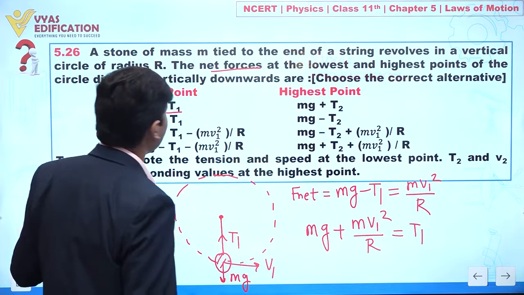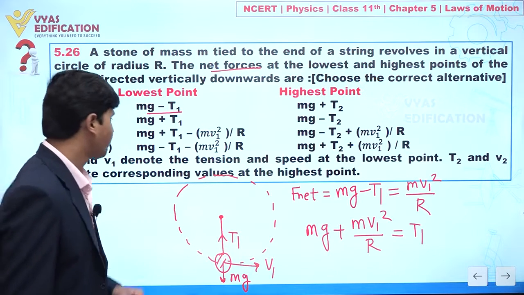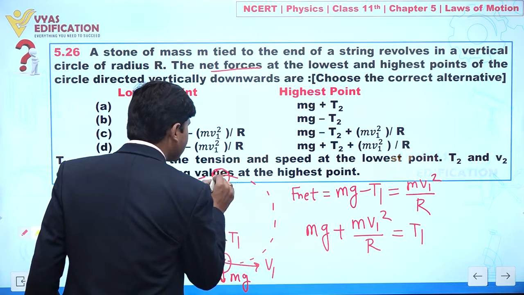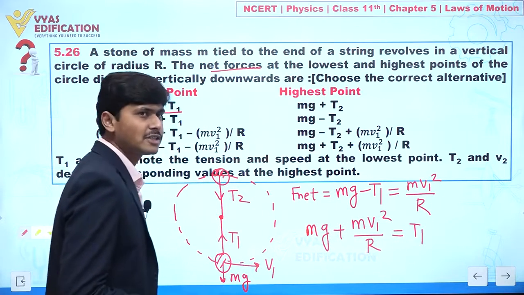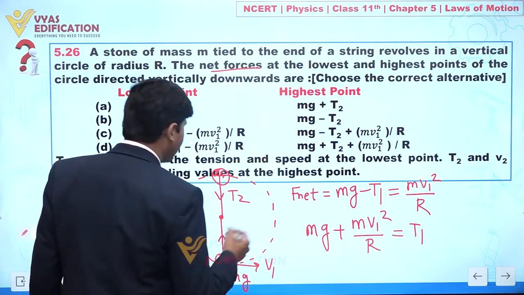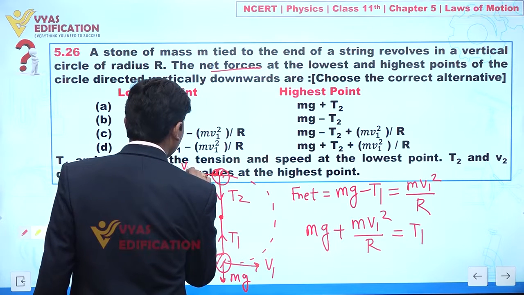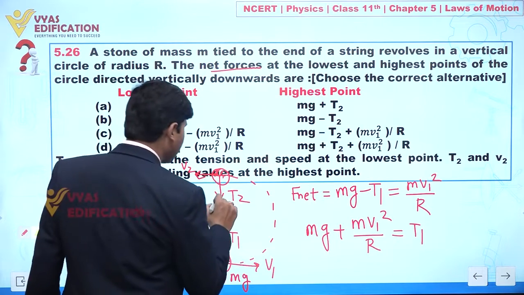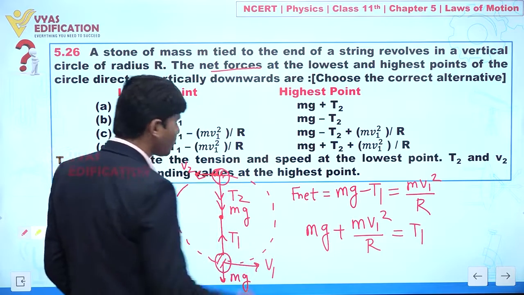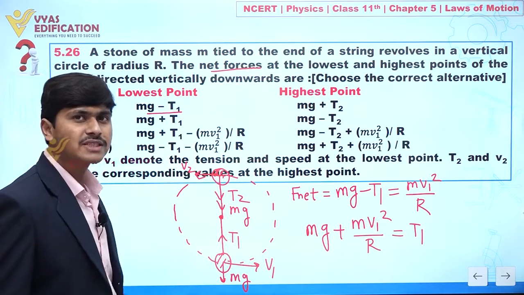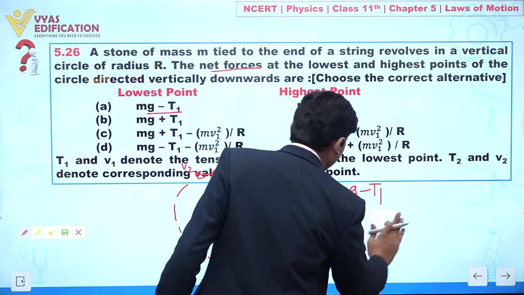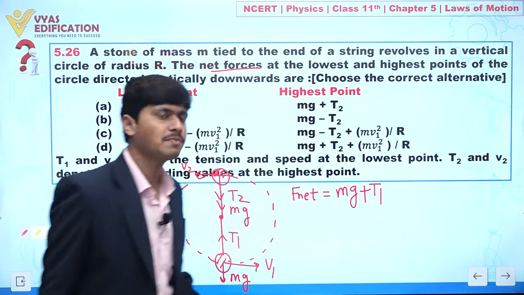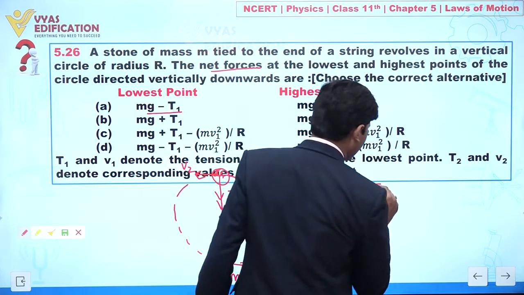Now if we talk about the highest point, what will happen at the highest point? Let's suppose this is the highest point. At this highest point we can say T2 is acting in this direction, and this is V2. So mg is also acting in this direction. So the net force acting towards the center along the radius is equal to mg plus T2.